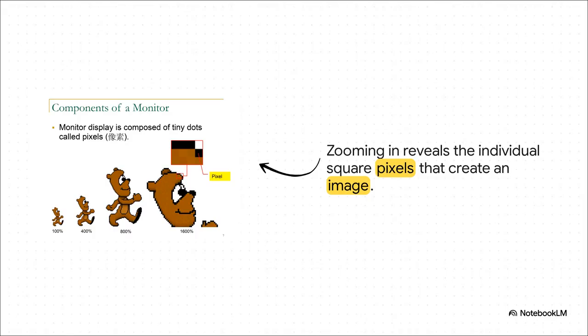You know, from far away, this picture of a bear looks totally smooth, right? But if you could zoom way in, you'd see it's not smooth at all. It's actually a giant grid of tiny colored squares. Those are the pixels. Our eyes just cleverly blend them all together to form one complete image.